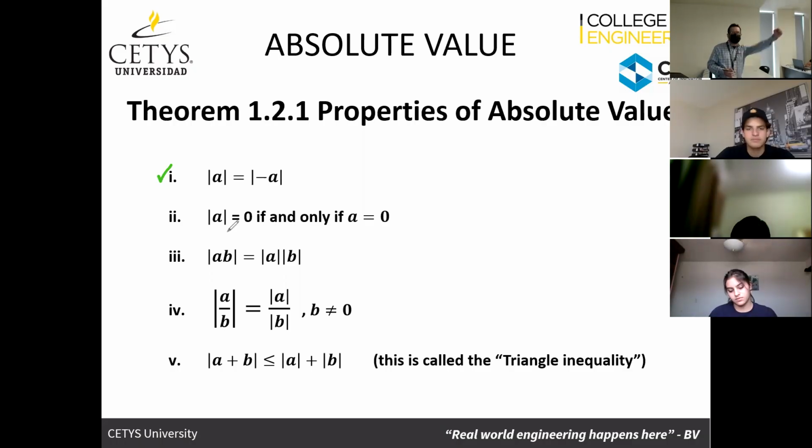That might seem overly simplistic, but it's important. So the only way an absolute value is going to be zero is if whatever is inside the absolute value is zero. That's going to be the only condition.